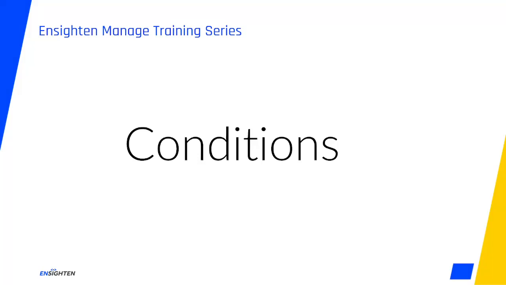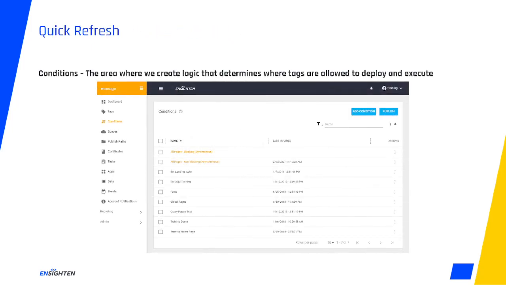In this video, we'll take a detailed look at conditions and how they're used for tags and other elements within Manage. As a refresher, a condition is how we determine where a tag can fire and occasionally when as well. You'll recall the general conditions UI from our earlier tour. Here, we see all existing conditions as well as a couple that look different from the others.